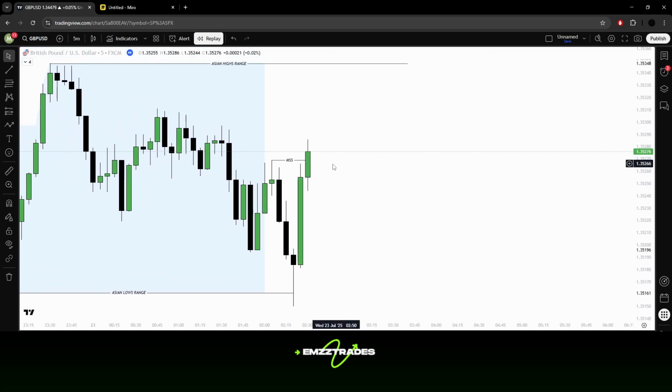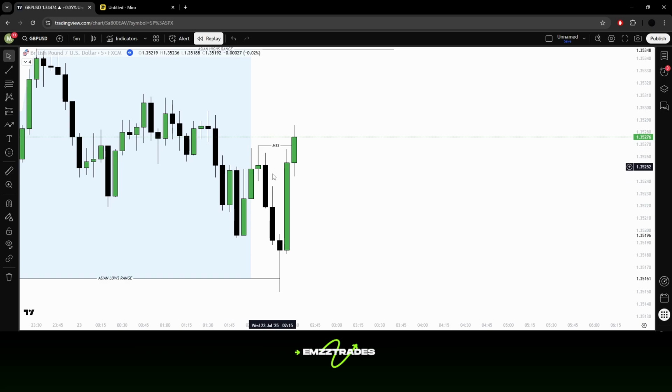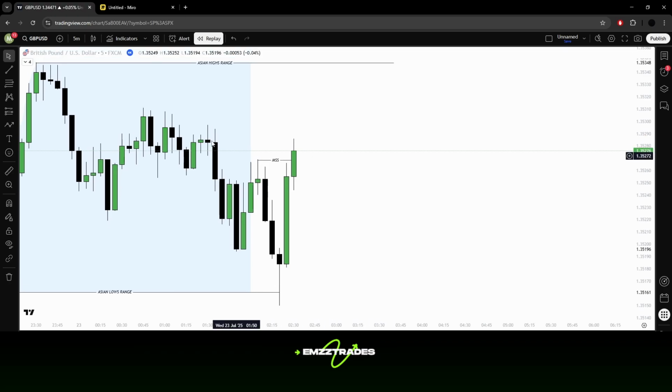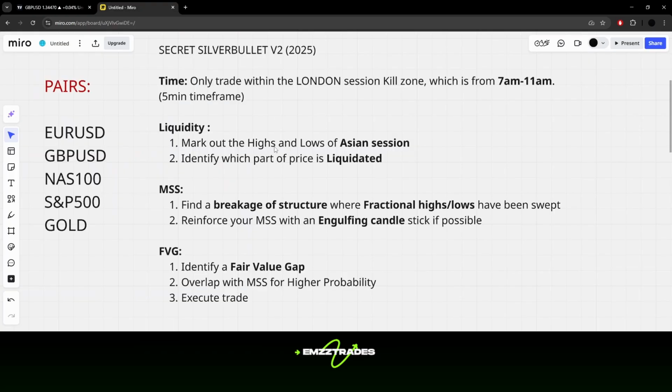The highs have completely been swept, and I'm going to explain why this is our market structure shift and why it couldn't be this one or this one or this one. If I put that back there, as you can see right there, we got our market structure shift. But what do we actually need to do now?